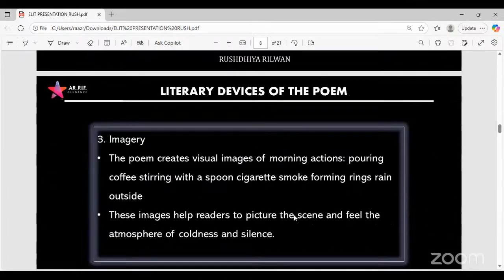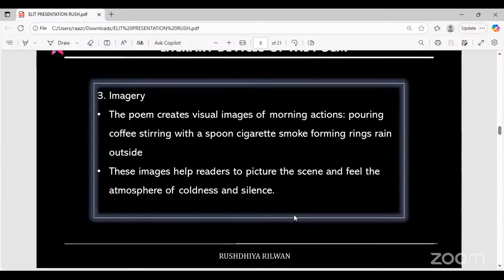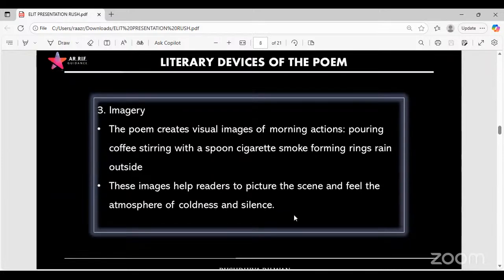Okay, there is another literary device, imagery. The poem creates visual images of morning actions: pouring coffee, stirring with a spoon, cigarette smoke forming rings, rain outside. So these are imagery. These images help readers picture the scene and feel the atmosphere of coldness and unkindness.